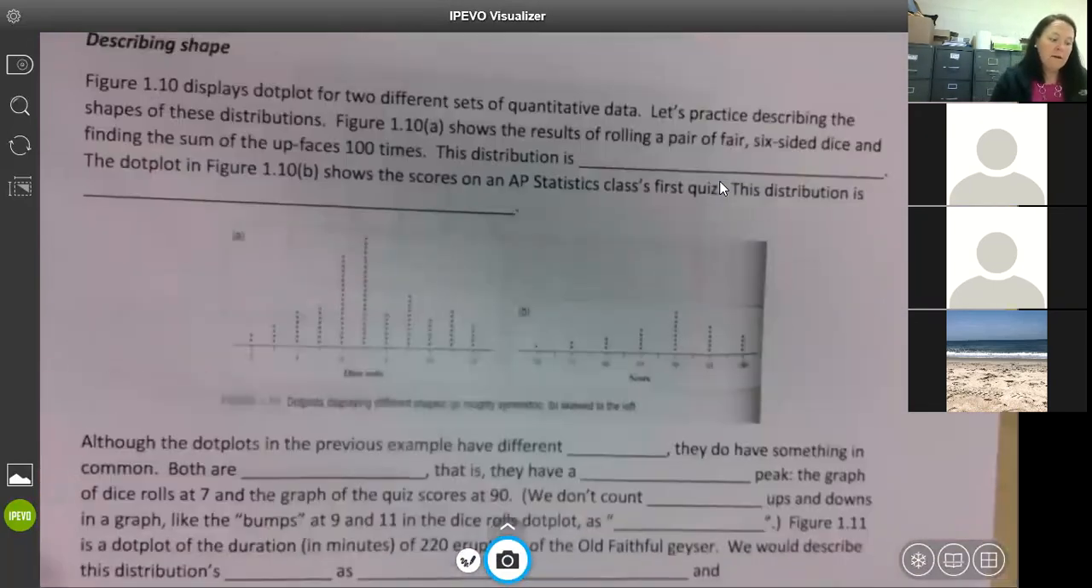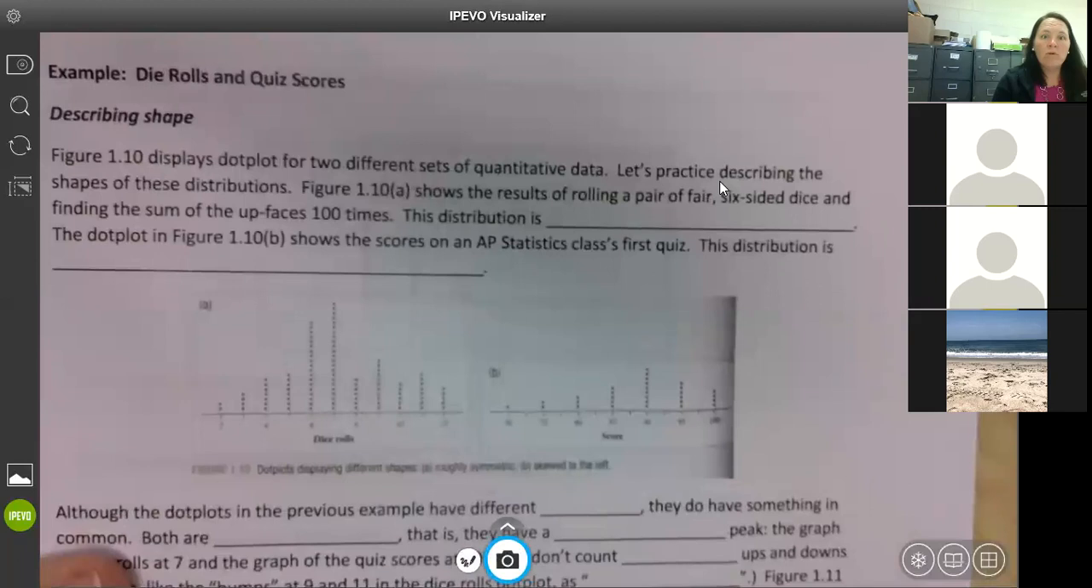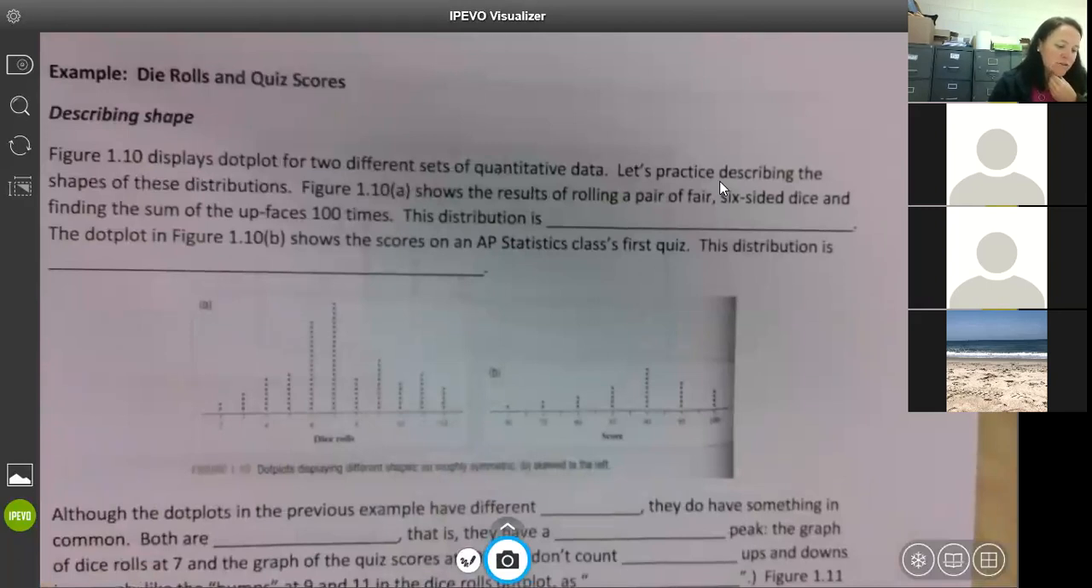All right. Describing shape, figure 1.10, and I put that on here. It's these two dot plots right here. It displays the dot plot for two different sets of quantitative data. Let's practice describing the shapes of these distributions. Figure 1.10A shows the results of rolling a pair of fair six-sided dice and finding the sum of the up faces 100 times. So all they're doing is rolling it just like you'd roll for a board game. What is the sum of the two numbers that you see if you were doing the board game? The distribution is roughly symmetric.